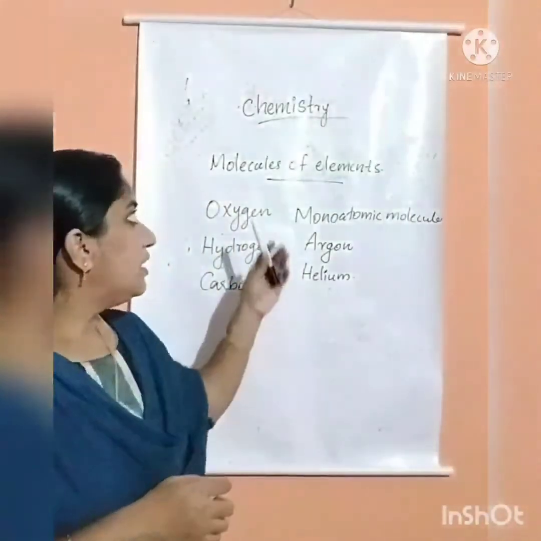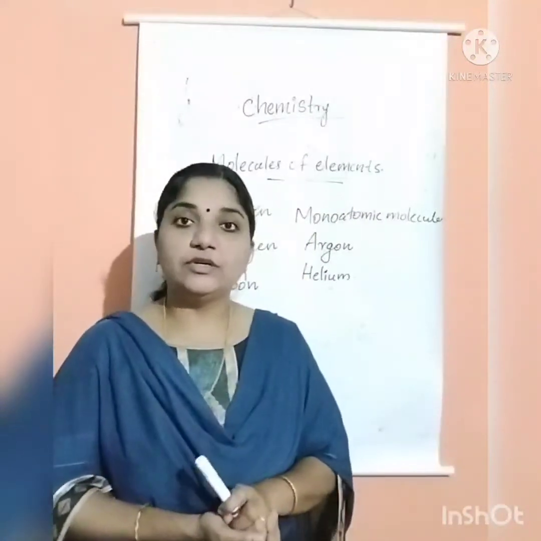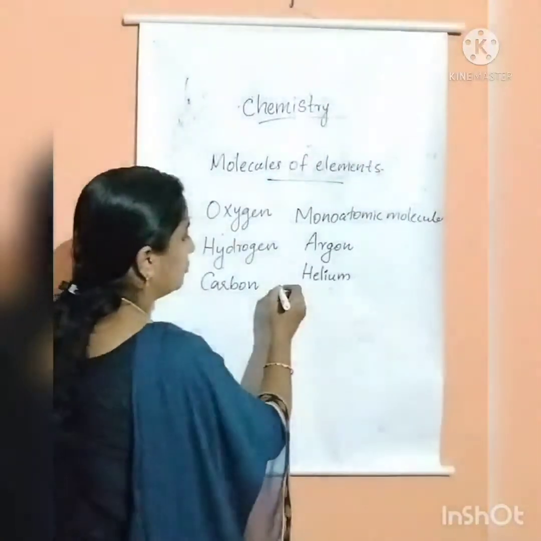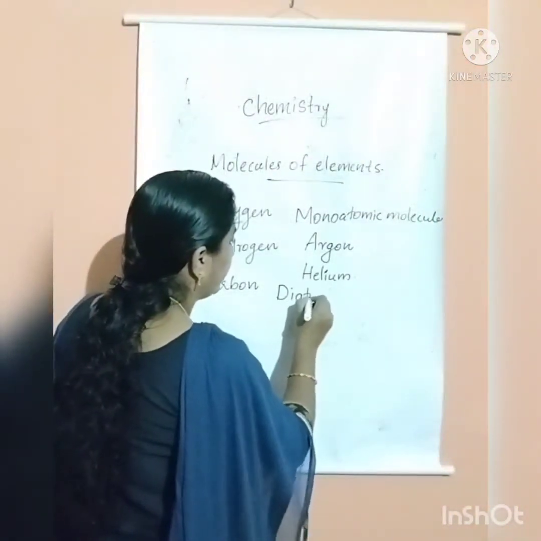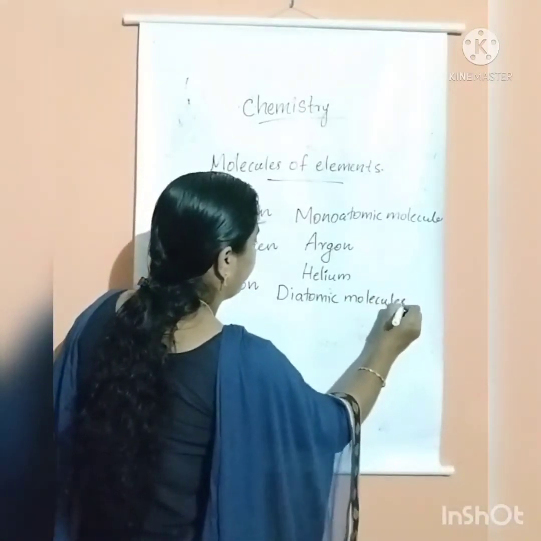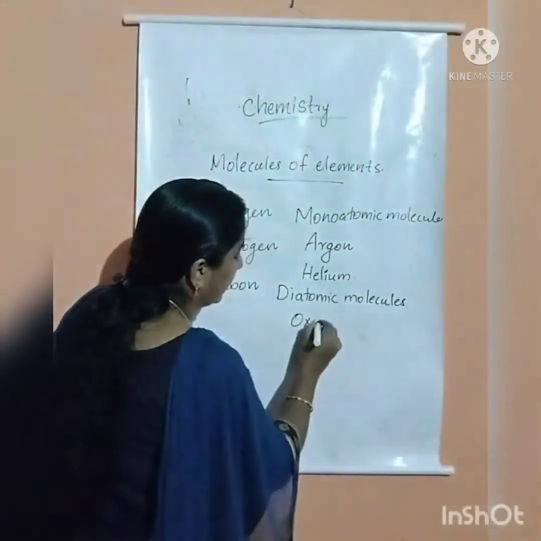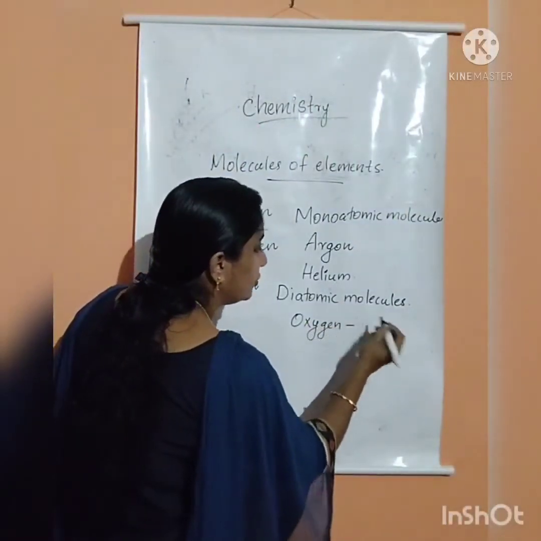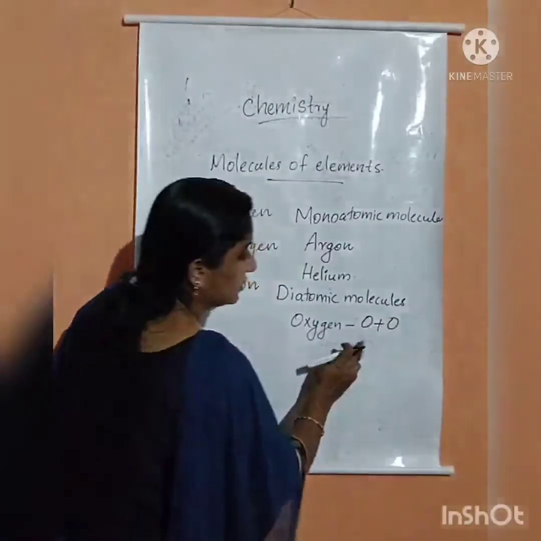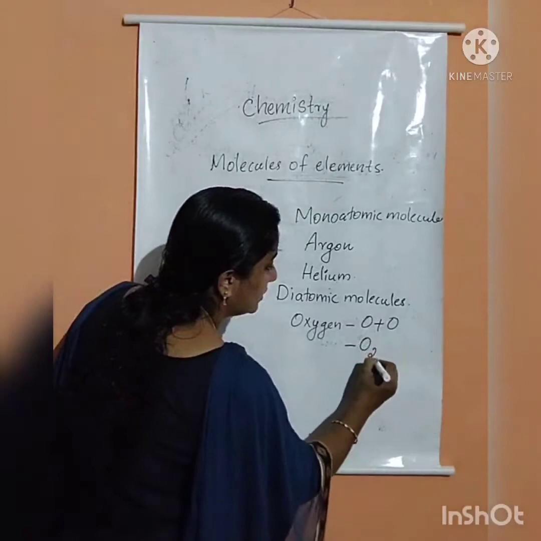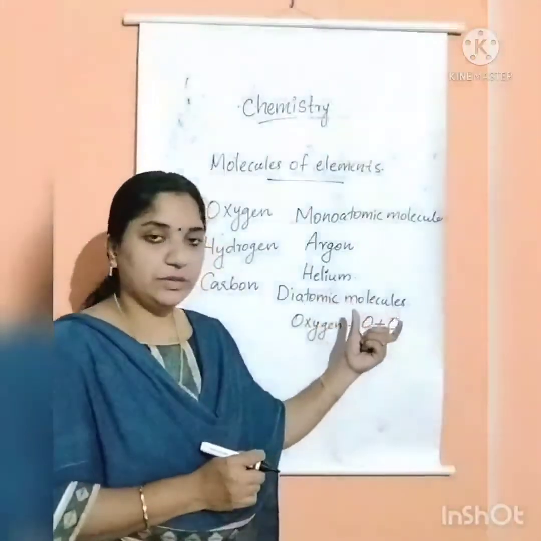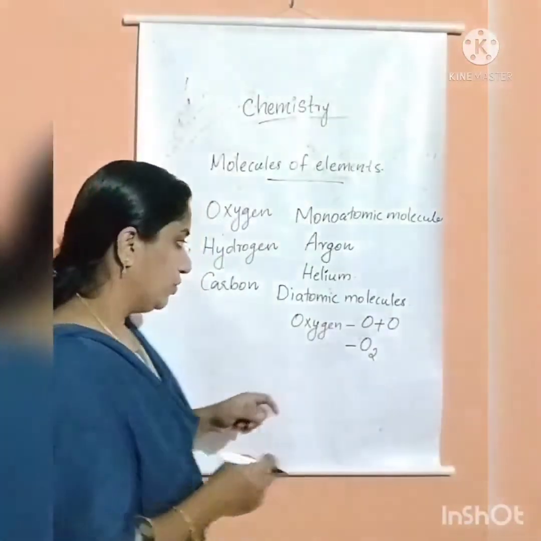Some molecules of elements are made from two atoms. They are diatomic molecules. Examples, oxygen. The oxygen molecule contains two oxygen atoms, that is O2. It is a diatomic molecule.